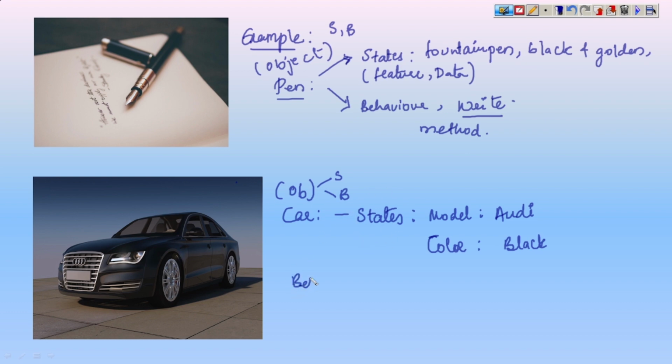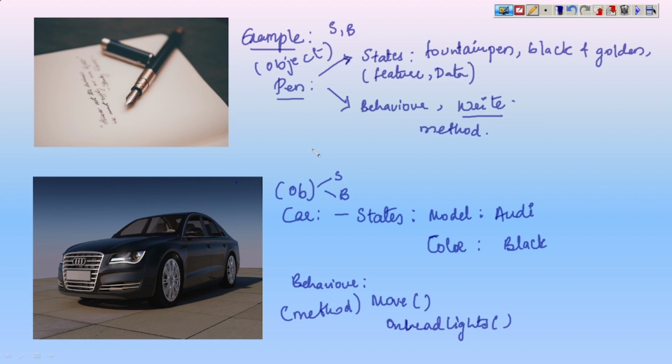And next is behavior. So what are the behaviors? The behavior of this car: it can move forward, it can move in reverse, it can move in the gears, right? So I'll write move as one of the behaviors, that is one of the methods of the car. Then it can turn on the lights or headlights. So these are called the behaviors.